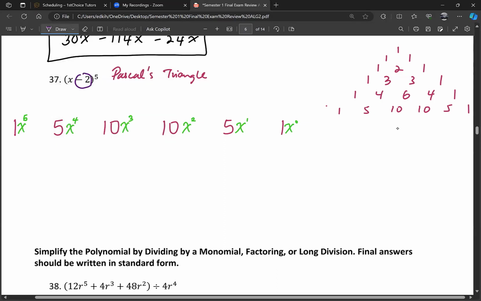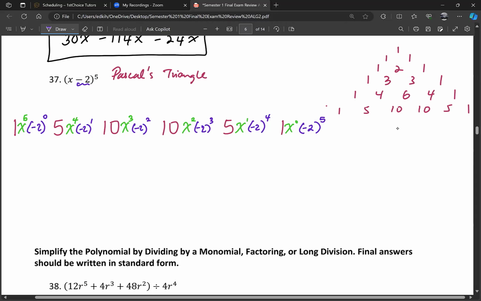And then we are going to take that second term, which is a negative 2. Yes, you have to keep that sign, folks. Very, very important. And because it's a negative number, you have to put it in parentheses. So that second term, you started low, so you started at 0, and then it's going to keep going up. So to the power of 1, negative 2 to the power of 2, negative 2 to the power of 3, negative 2 to the power of 4, and finally, negative 2 to the power of 5.